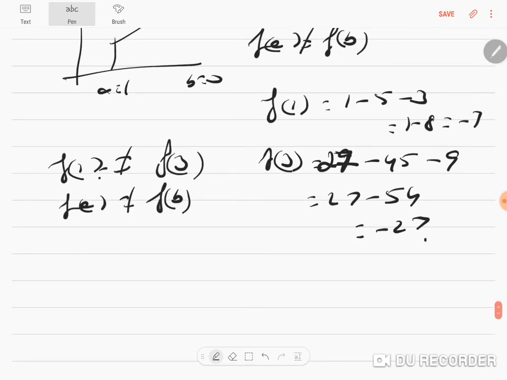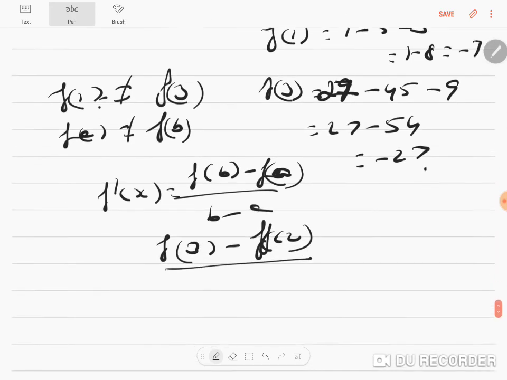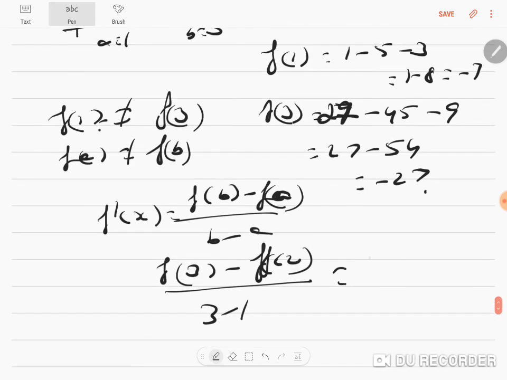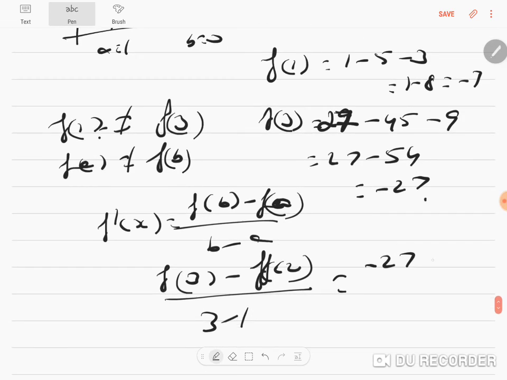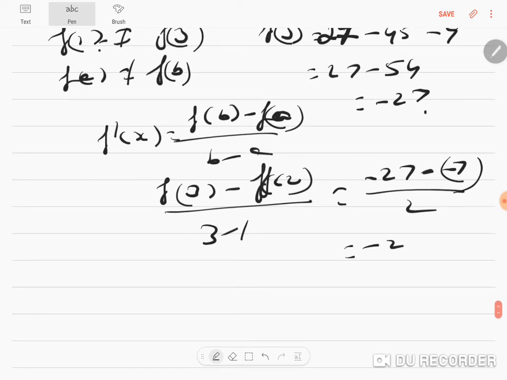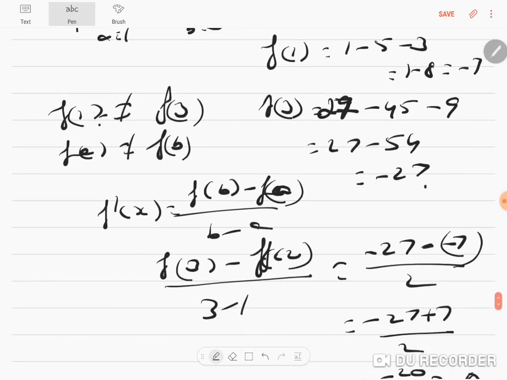Hence you can verify the mean value theorem, which is f dash of x equal to f of b minus f of a by b minus a, which is f of 3 minus f of 1 by 3 minus 1. What is f of 3? It is minus 27. F of 1 is minus 7, so minus of minus 7, by 3 minus 1, which is 2. So minus 27 plus 7 by 2, which is minus 20 by 2, so minus 10. So you got the slope. You can also differentiate the function and equate it, but they haven't asked, so you can leave it like that.